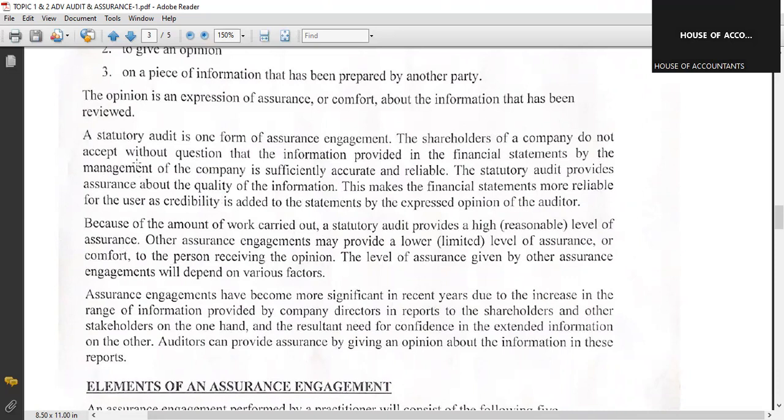Okay, so let me look at this. A statutory audit is one form of assurance engagement. The shareholders of a company do not accept without question that the information provided in the financial statement by the management of the company is sufficiently accurate and reliable. That is what they are looking for. They want to know if the financial statement is accurate and reliable for other investors to come in. Then the statutory audit provides assurance about the quality of information.